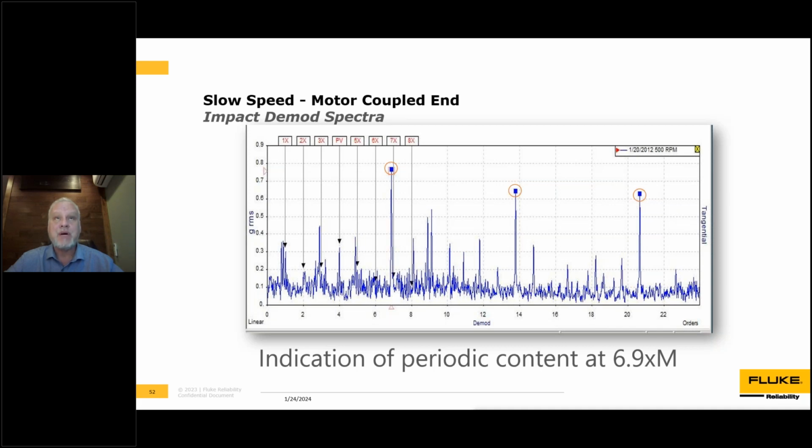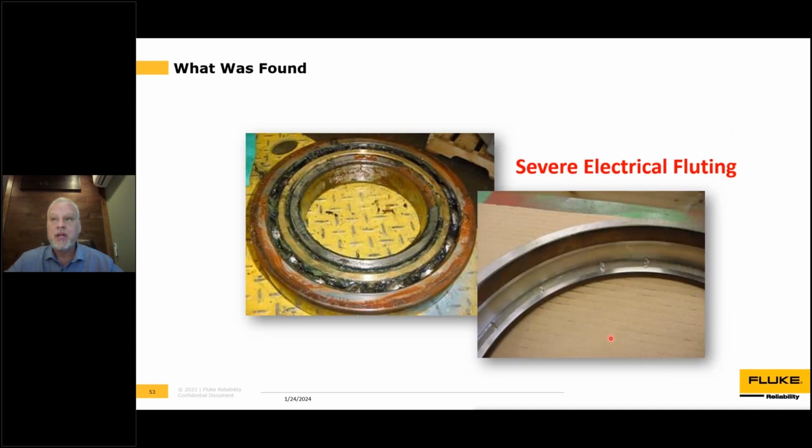Looking at the impact DMOD spectra, we noted that there was periodic content at 6.9 times motor speed in this case, and it was a ball pass outer race tone with harmonic. Very, very clear, very, very high impacting. So the customer in this case scheduled it for replacement, and it took some months to get this done. So they had to run in this condition for a period of time. They continued to monitor it, and turns out it was severe electrical fluting. You can see a zoom in on the right-hand side of the outer race where that electrical fluting was.